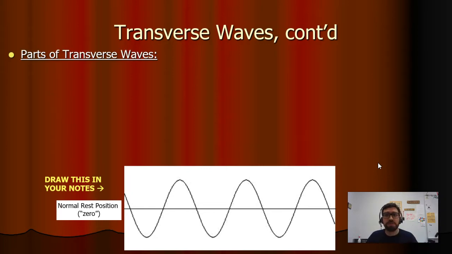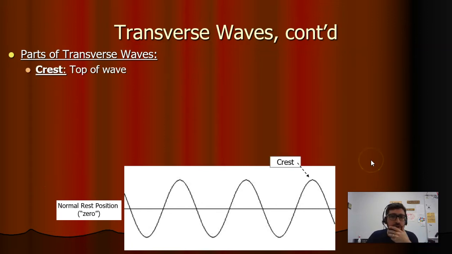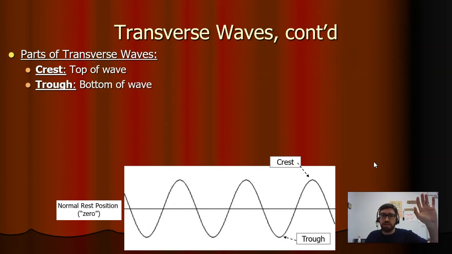We need to talk about different parts of transverse waves. You really need to know, and you need to label on that picture you just drew, the different parts of waves. The first thing is called a crest, simply the top of the wave, really easy. Second thing I need you to know is a trough. The trough is the bottom of a wave. Think about a feed trough, where you could put food to catch the animal feed. Trough is what we call the bottom of a wave.